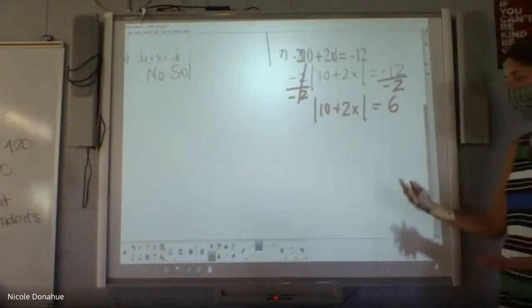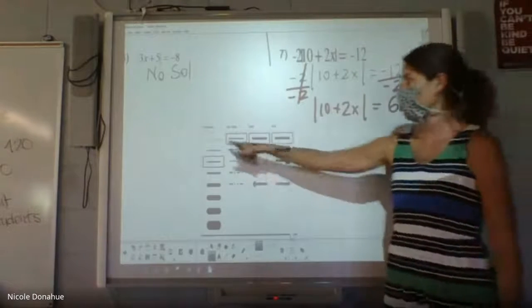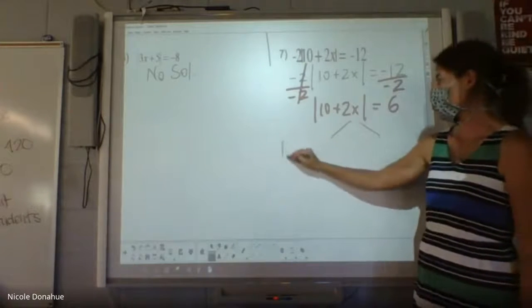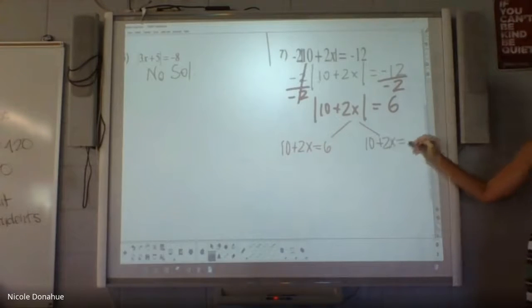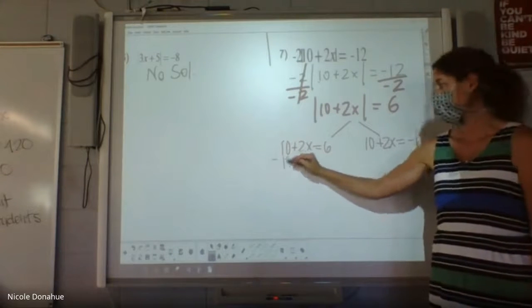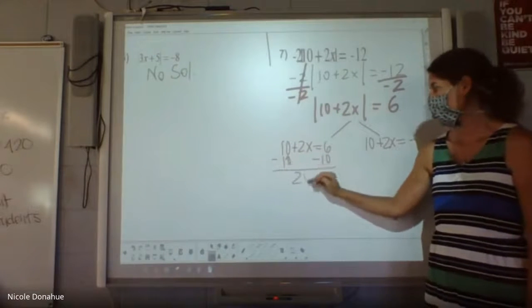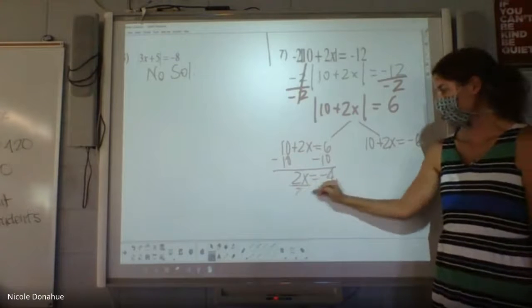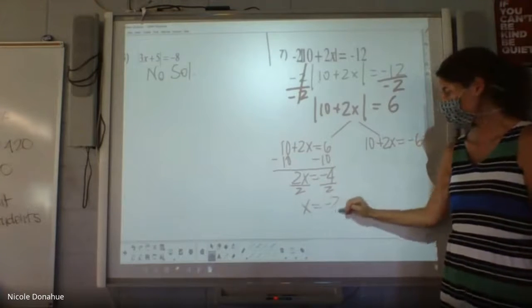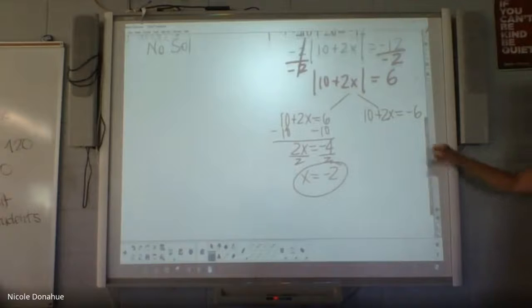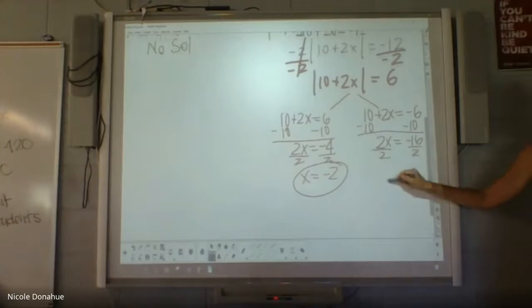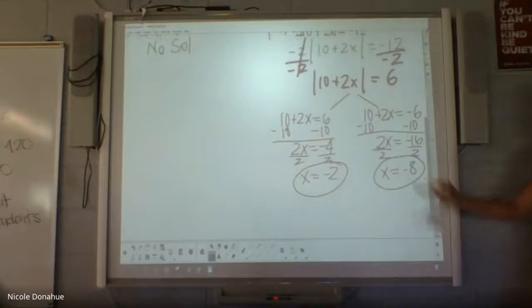So now we're just going to do like we've done before. We're going to set up our 2 equations. So this one's kind of a special case. Just want to make sure we kind of point out some of those tougher ones. So both of these answers are going to be important. They both will work. We get a -2. And also a -8.